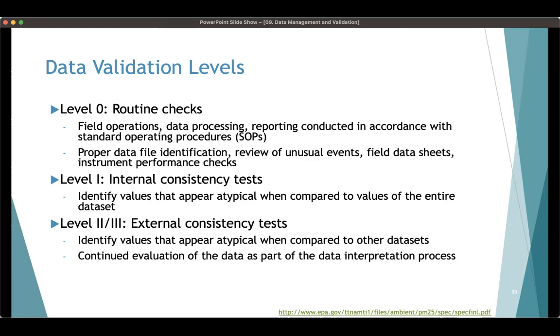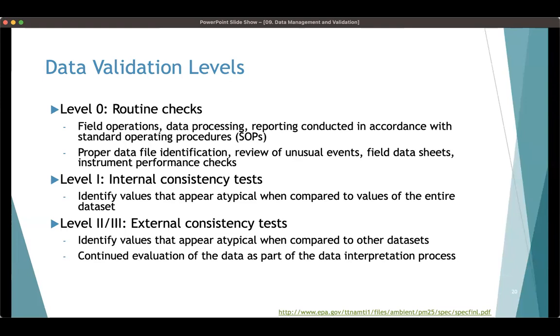On the next two steps, level 2 and level 3, which we named the external consistency test, we have to identify the values that appear atypical when compared to the other data set. In the previous one we compared a selected portion of the same data set with the rest. But now, for this external consistency test, we compare a completely different data set to other data sets.